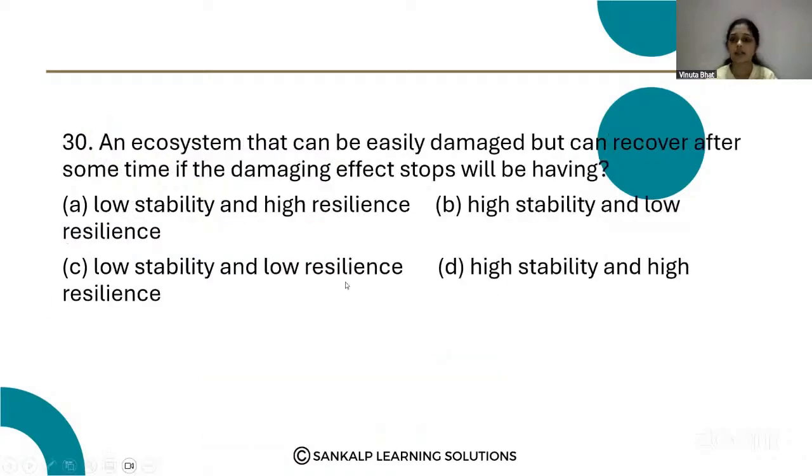Then question number 30. An ecosystem that can be easily damaged but can recover after some time if the damaging effects stop will be having low stability and high resilience. Option B, high stability and low resilience. Option C, low stability and low resilience. And option D, high stability and high resilience.